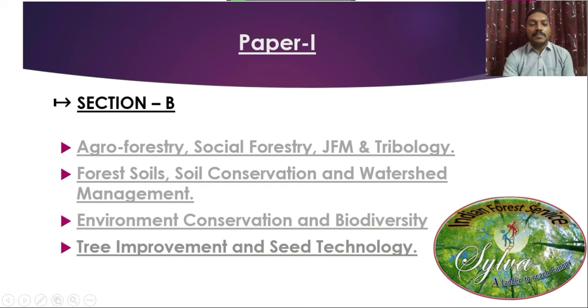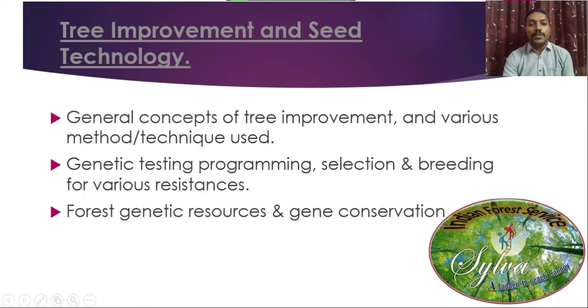And the final subject coming under Section B is tree improvement and seed technology. Similar to plant breeding in agriculture, tree improvement is in forestry. So how forest genetic principles help to improve the qualitative and quantitative characteristics of trees and the forest will be covered here. We'll be studying the general concepts of tree improvement and the various methods and techniques used. Similar to agriculture, we also have similar methodologies like breeding and selection, all of which will be covered here.